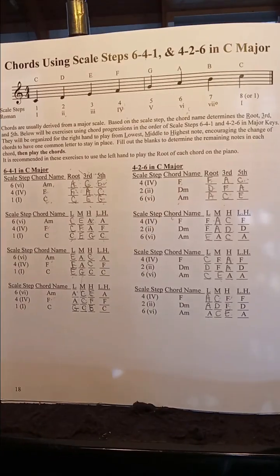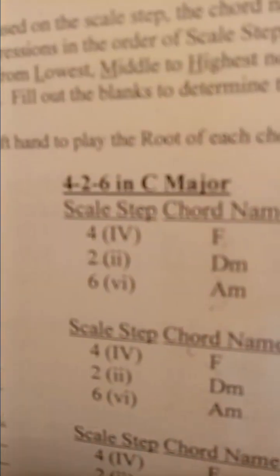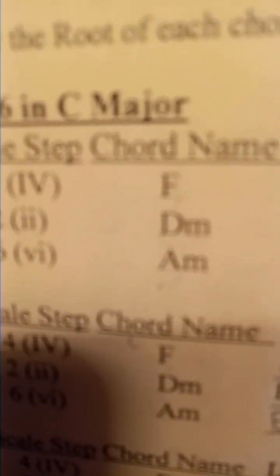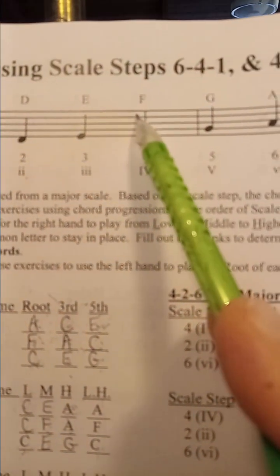Working on the 4-2-6 progression in C major, which would be F, going to D minor, going to A minor. So on page 18, the 4 chord will be the fourth scale step, which will be F.